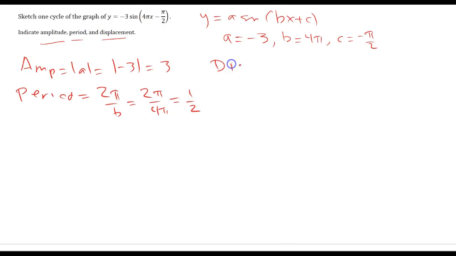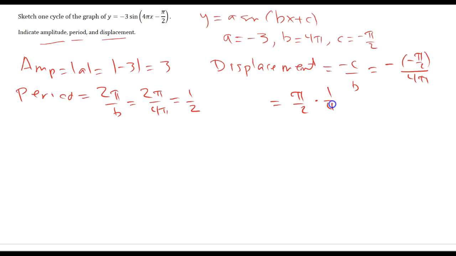And the displacement, which is really our starting point, is simply negative c over b. And c is a negative pi over 2, and b is 4 pi. We can cancel pi's, but basically we got pi over 2 times 1 over 4 pi. Pi's cancel, we get 1 over 8. So that's our displacement. That really is where the graph begins.